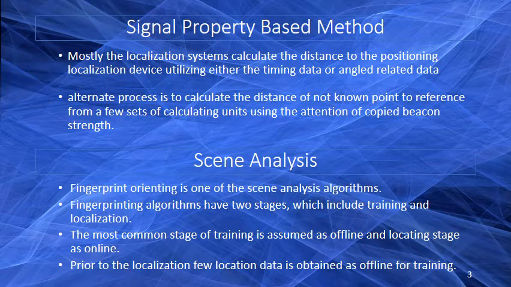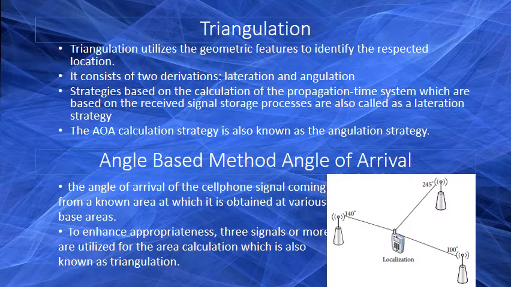And the next method is scene analysis. In this method, fingerprinting is one of the scene analysis algorithms. Fingerprint algorithms have two stages which include training and localization. The training stage is assumed as the offline stage and the locating stage is called the online stage. Prior to the localization, some localization data is obtained offline for training purposes.